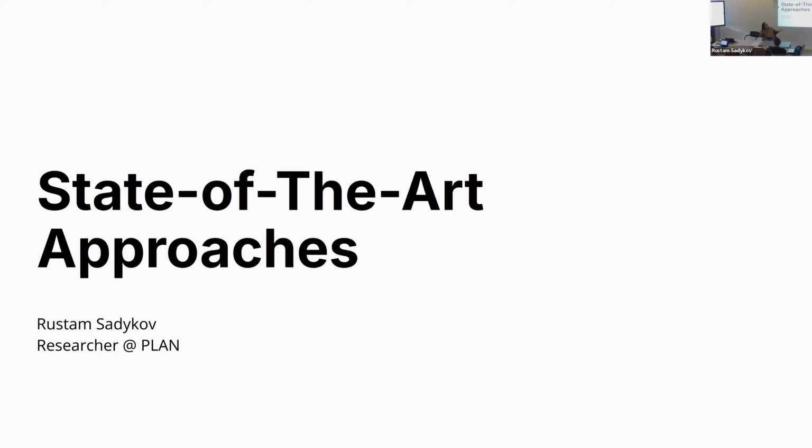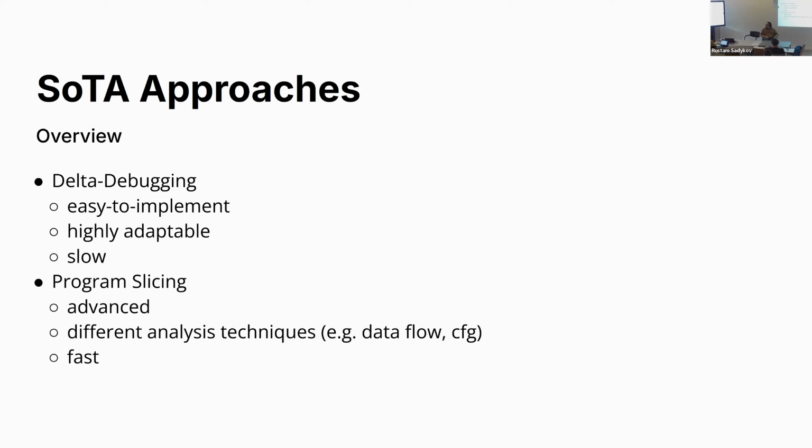So let's start with the overview of the state-of-the-art approaches that exist. There are basically two main approaches called delta debugging and program slicing. The difference between them is that delta debugging is highly adaptable for any domain and can be easily extended by anything, but it's dramatically slow. So that's the main problem of this.